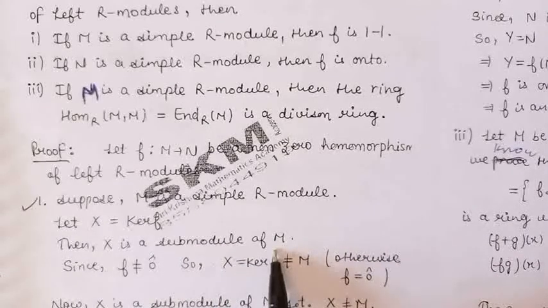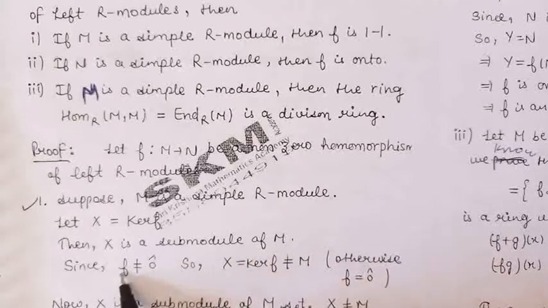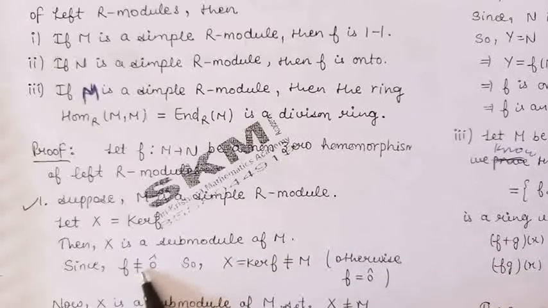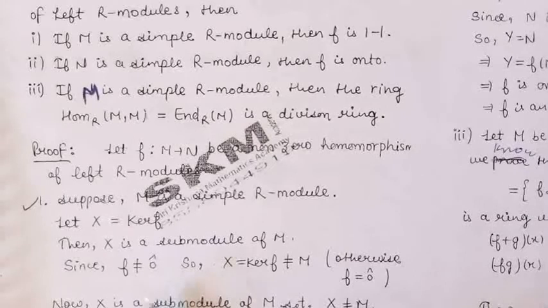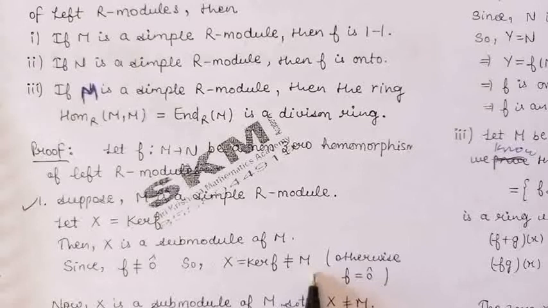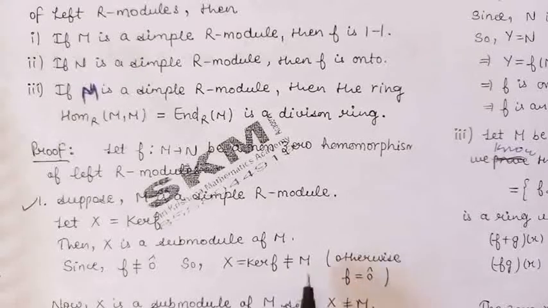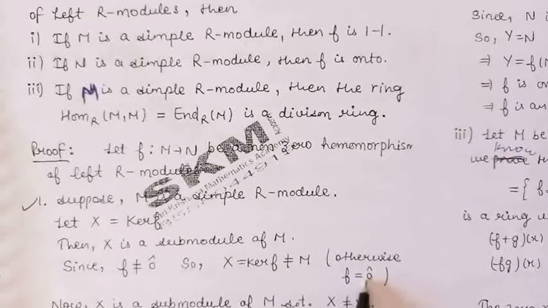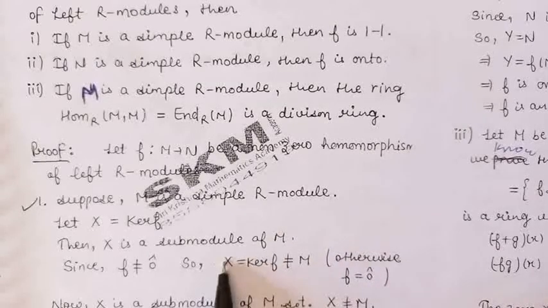Now, because we are given that f is a non-zero homomorphism, we can say that the kernel of this homomorphism will not be equal to M. Because if the kernel of the homomorphism were M, then the image of all the elements of M under f would be 0. So by definition, in that case f will become the 0 homomorphism, and we will get a contradiction. So we can say that the kernel is not equal to M.